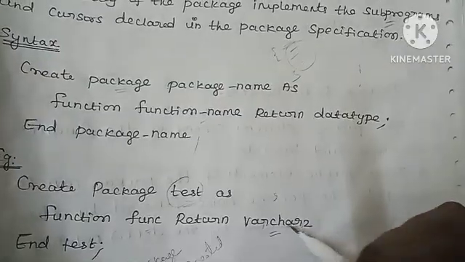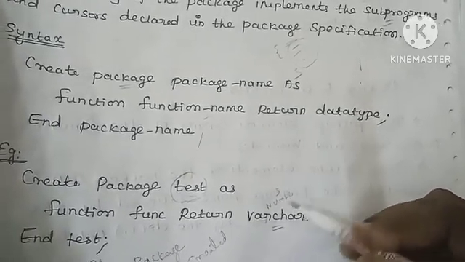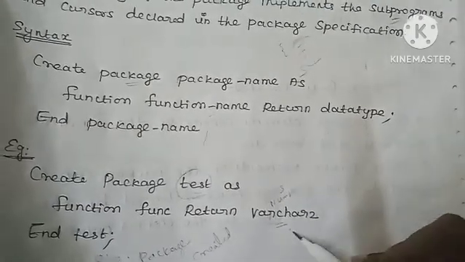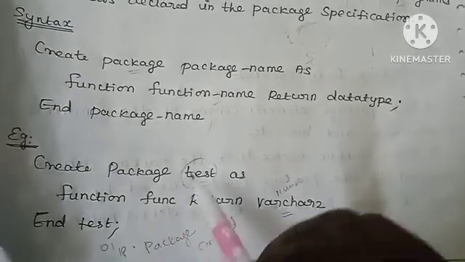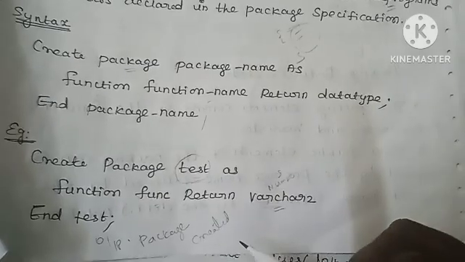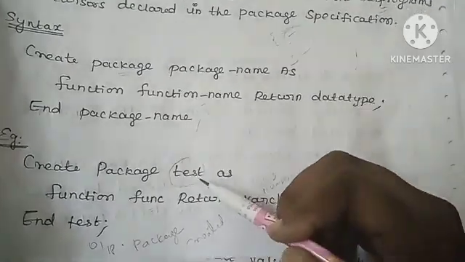We can enter the return data type as number, but in my example, I declare a string, so I put varchar2 and then END. That means the package name test. The output of this program is that the package is created. We have successfully created the package. Our package name is test.